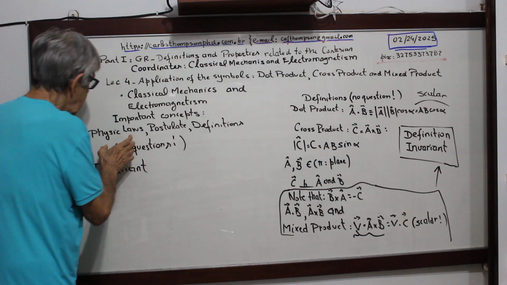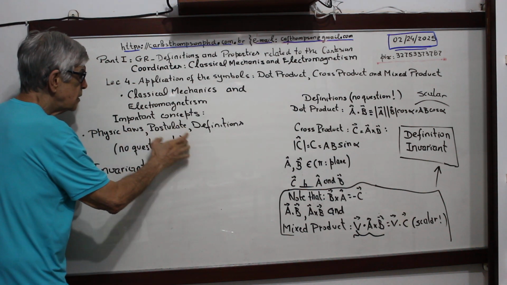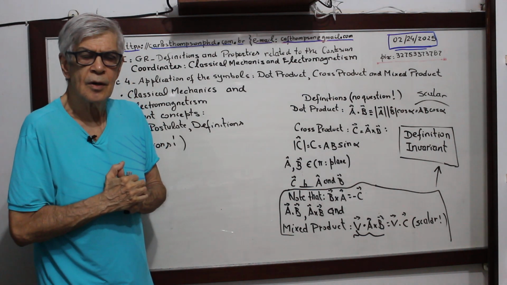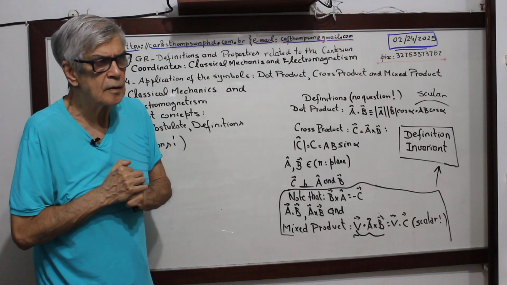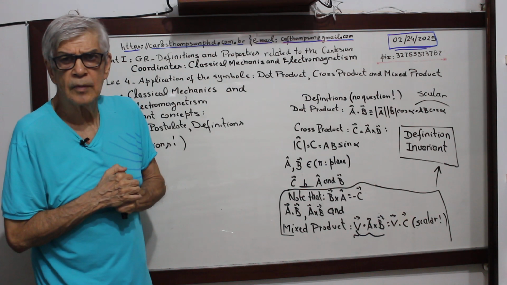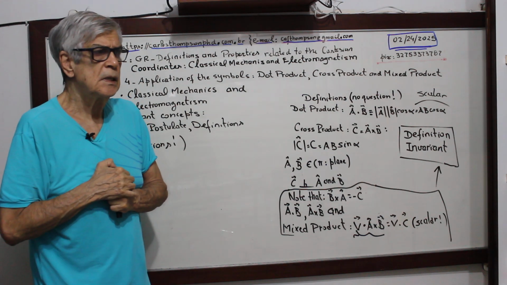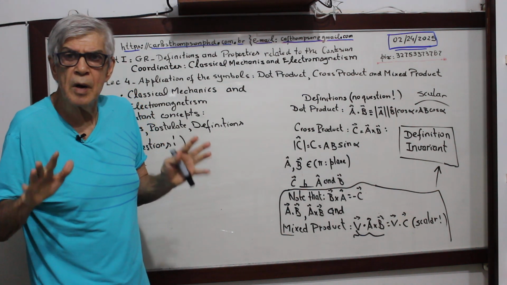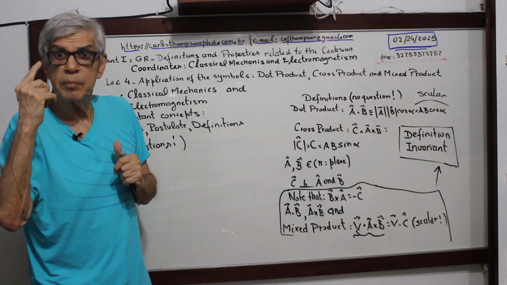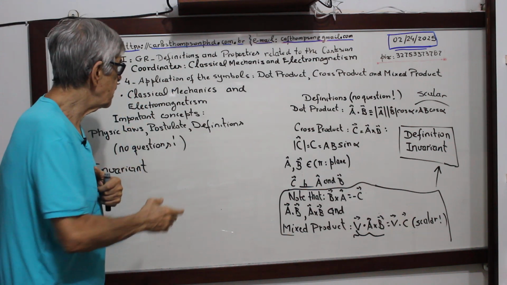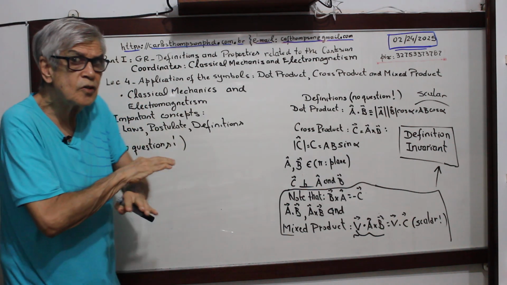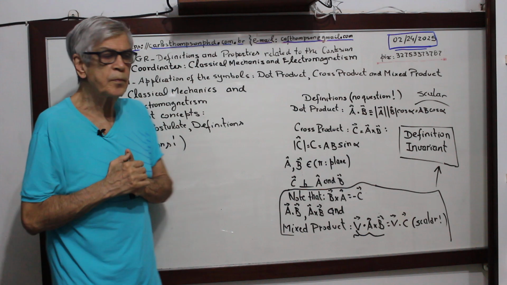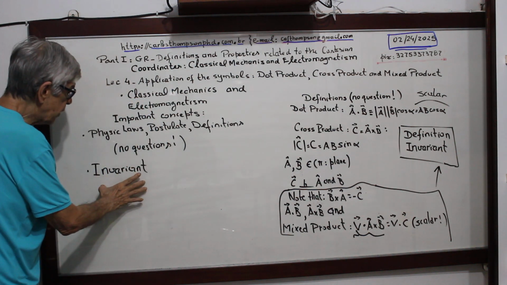It's as follows: physical laws, postulate, definition. You must assume no question when you have, for instance, the first law of thermodynamics, Newton's second law. There is no question. You must accept. Einstein's postulate for special relativity, postulate. There is no discussion. You have to accept. That's very important. And also, the word called invariant.